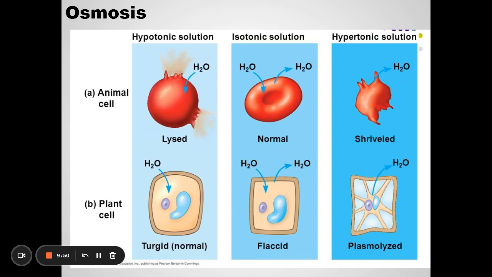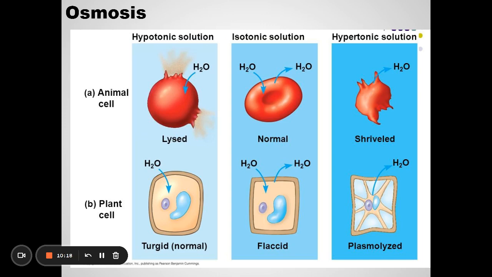This middle solution, or middle diagram, isotonic just means equal. So if this cell is 94% water, and we put it in a solution that's 94% water, well, some water is going to go in, some water is going to go out. It's going to stay the same. Same thing with the plant cell. Water is going to go in and out at equal rates.